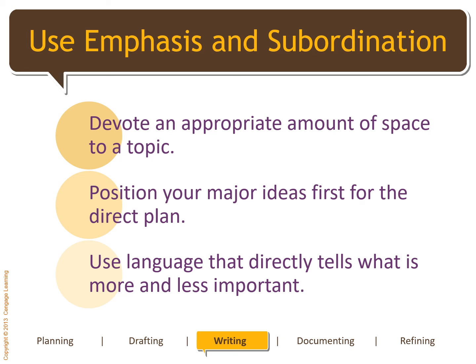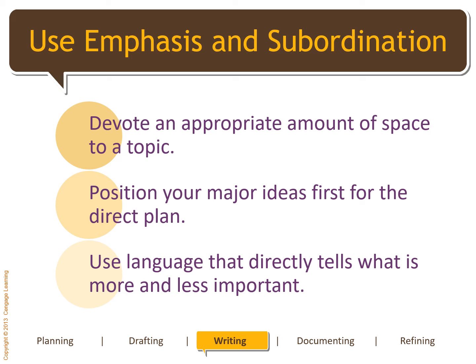And now with emphasis and subordination. So how can we improve the style using things like emphasis and subordination? We devote an appropriate amount of space to a topic. How long do you need to explain a certain topic? It depends on how significant it is, how important it is and how complex it is. So you don't talk about a very important issue in just one paragraph. Sometimes you need to talk about a certain issue for 2-3 pages, depending on how long, how complex, how important and how significant it is.